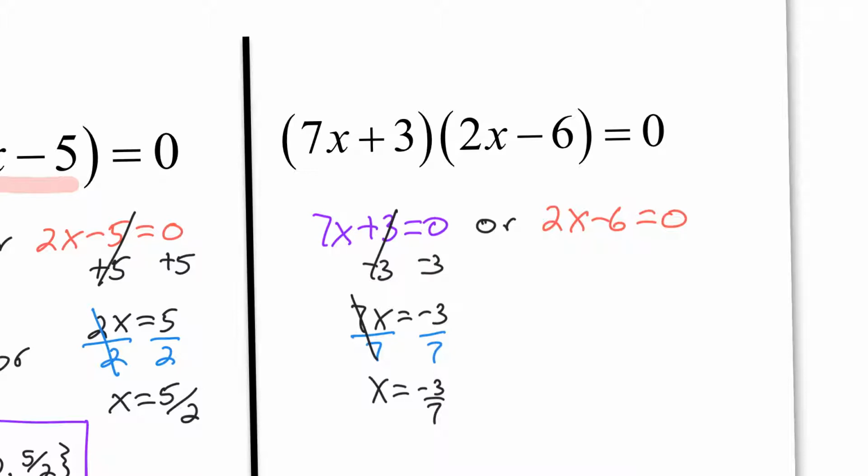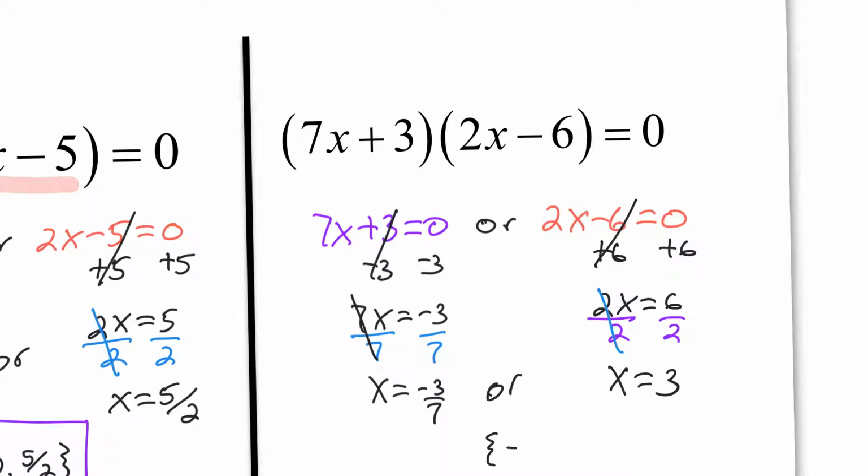And the next one, or, you guys are going to add 6 over here. So that's gone. 2x equals 6. You guys are going to divide by 2. So that turns into 1. x equals 3. So we have our two answers. You set up your solution set. So we have a bracket, negative 3 over 7, that's the first one, and positive 3 is the second one. So we have two answers. Keep in mind that sometimes you might get the same answer twice. That can happen. But right now we haven't gotten the same answer two times.